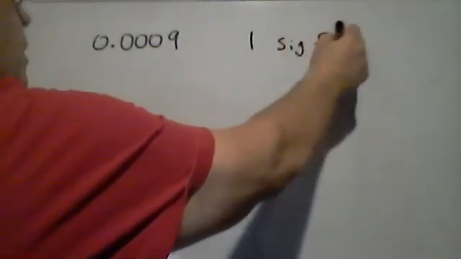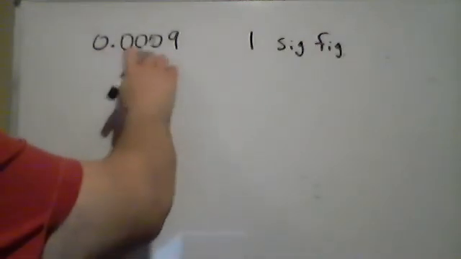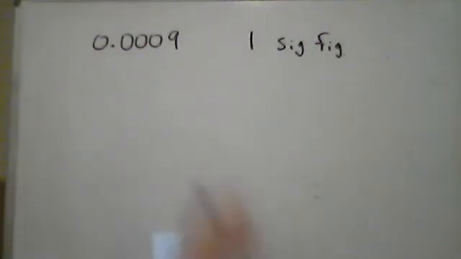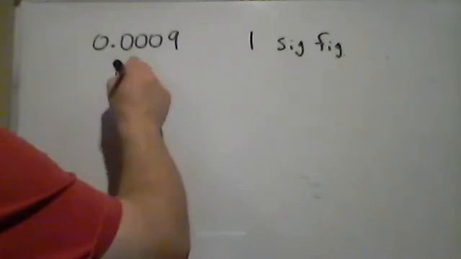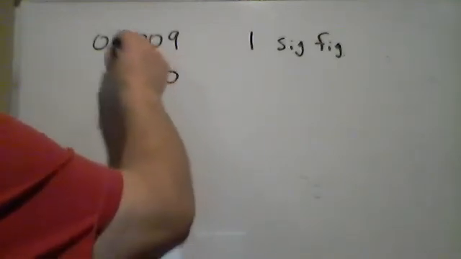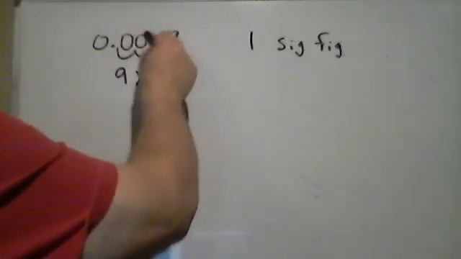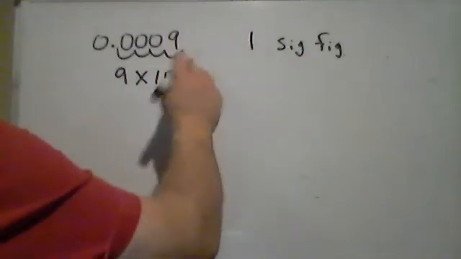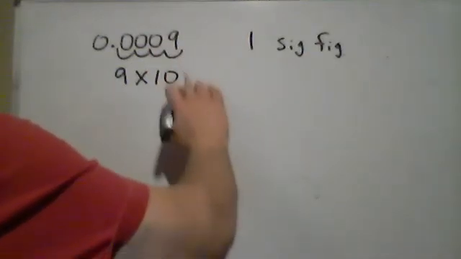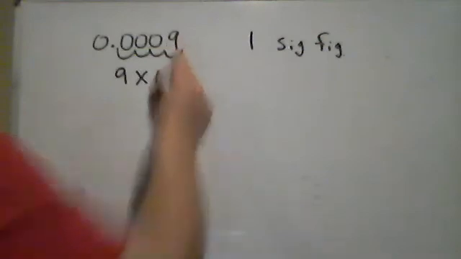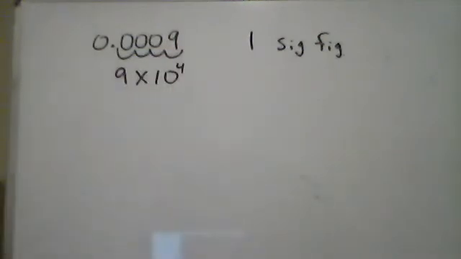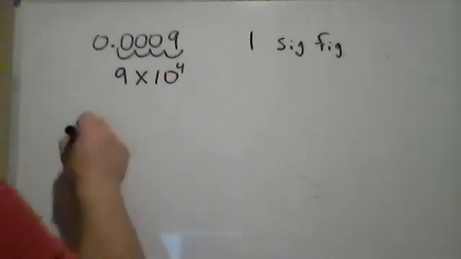Very good. And the reason is these zeros are nothing but placeholders. If you're confused, you can just write this as 9 times 10 to the negative 4 in scientific notation. When you do that, you can definitely see it: one sig fig.